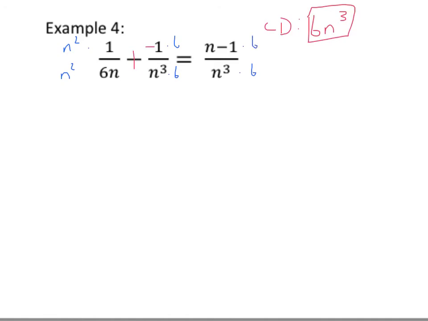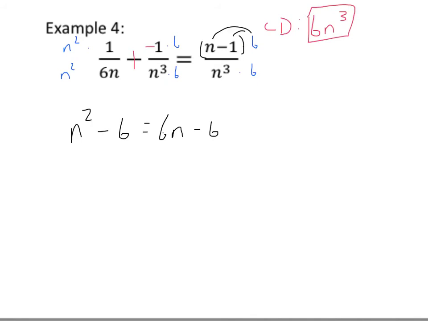So if I multiply these together, I get n squared. I have 6 times negative 1, so minus 6. Now I have a binomial up here on the numerator of the third fraction, so I have to remember to distribute. And now I have an equation without fractions. Again, I can do this once I have common denominators, and that process just accomplished that.